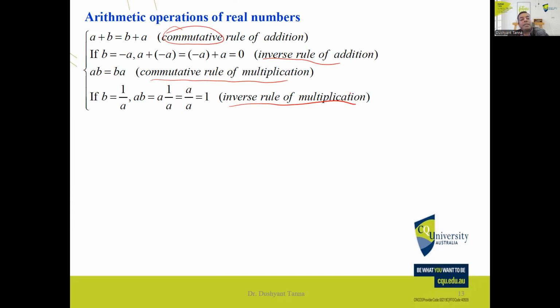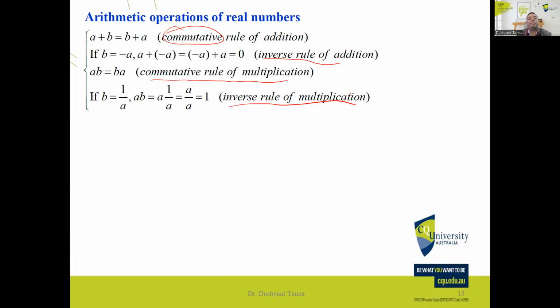Simple stuff. A plus B is B plus A. We don't need any explanation for that, right? 2 plus 3 is the same as 3 plus 2. If B is minus A, then A plus minus A, or minus A plus A, is 0. That is called the inverse rule of addition, which we also call the opposite number. 2 and minus 2, when added together, the outcome is 0.